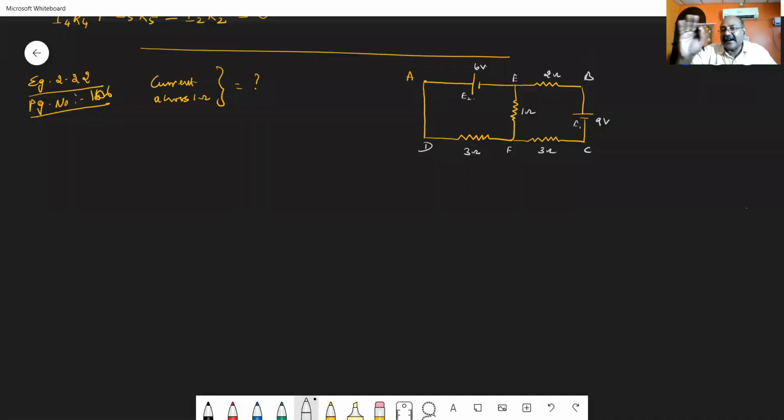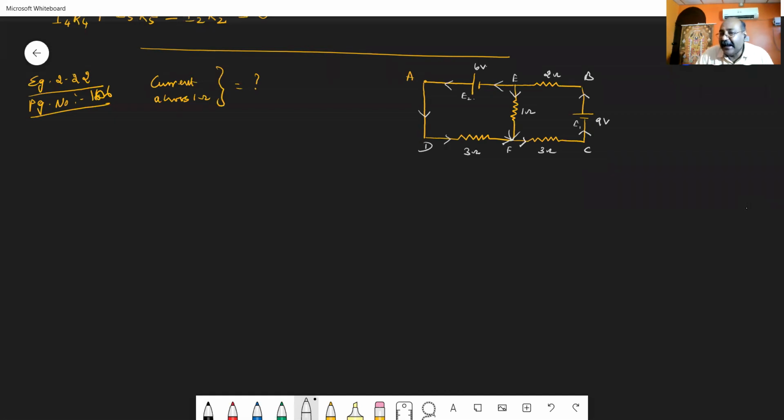How to put the direction of current? I have started from this positive terminal. From the positive terminal, current is coming out and flows through this 2 ohm resistor. When it reaches this junction, it separates into two. A part of the current flows through this 6 volt EMF, then through 3 ohm and reaches the junction F. At the same time, the current from E flows through 1 ohm and reaches this junction F, and both combined together pass through this 3 ohm and end at 9 volt.